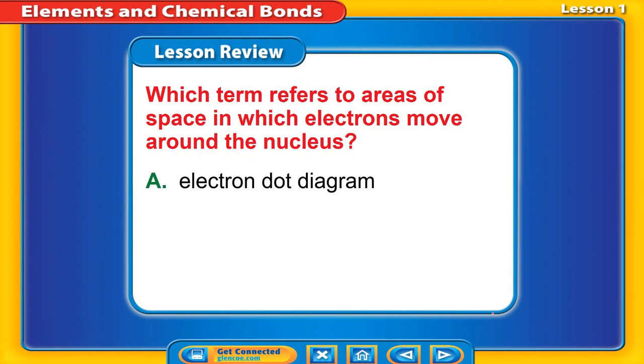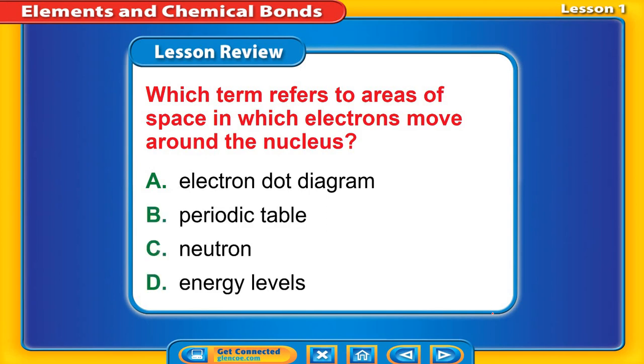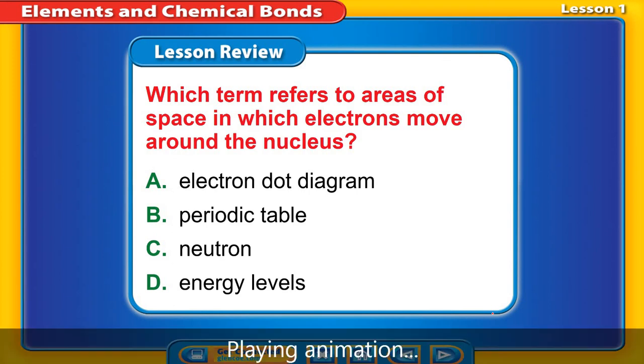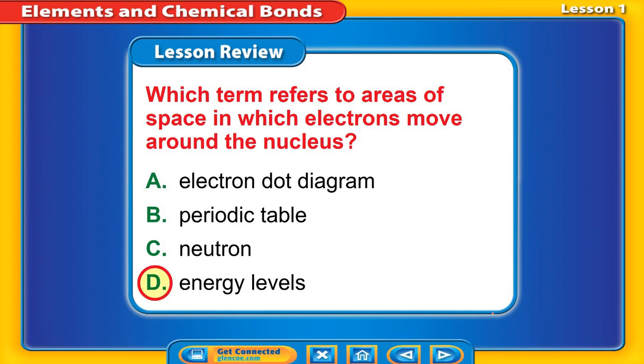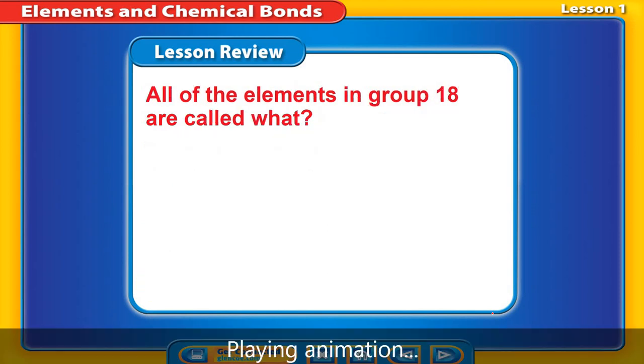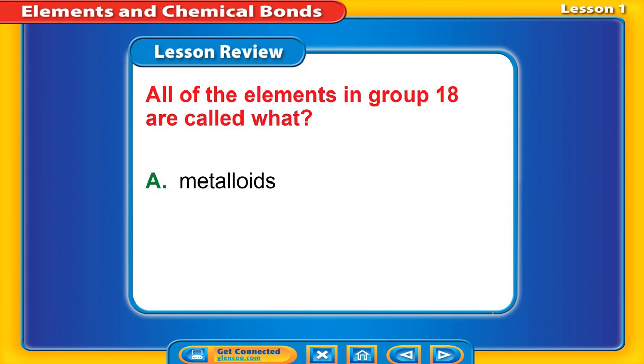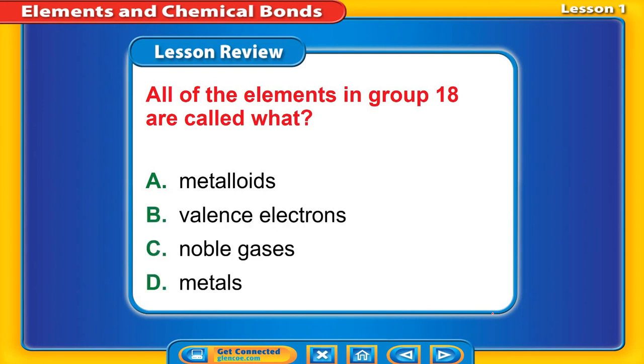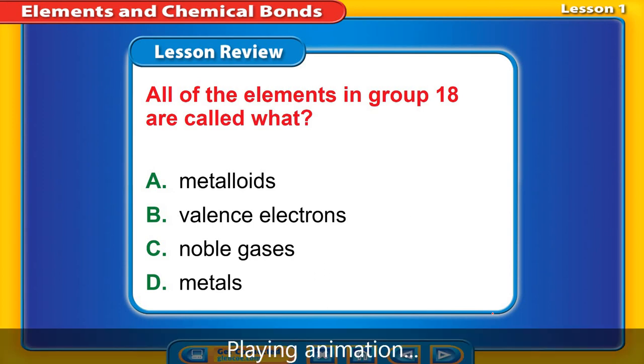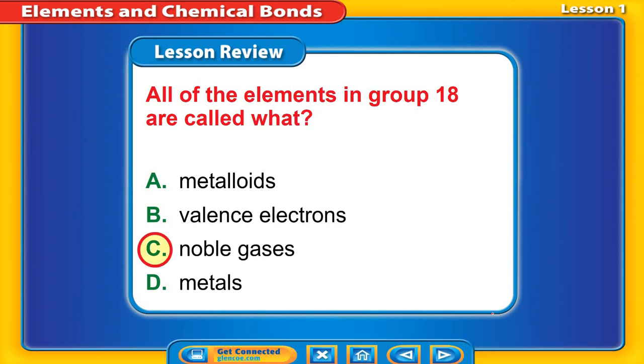Go on. Which term refers to areas of space in which electrons move around the nucleus? Electron diagram, periodic table, neutron, or energy levels? It's D, energy levels. All of the elements in group 18 are called what? Metalloids, valence electrons, noble gases, or metals? Group 18. C, noble gases.